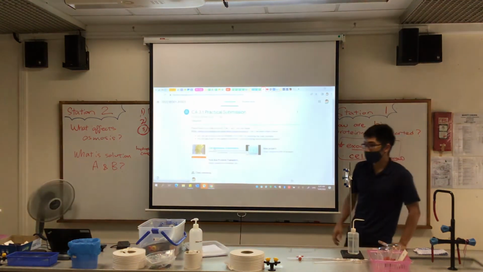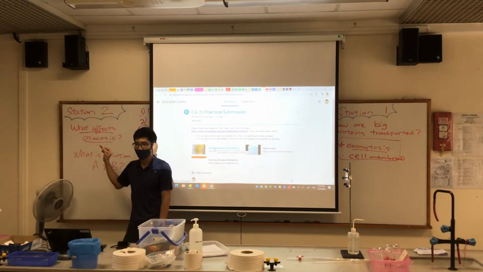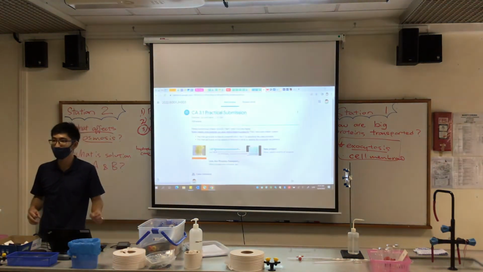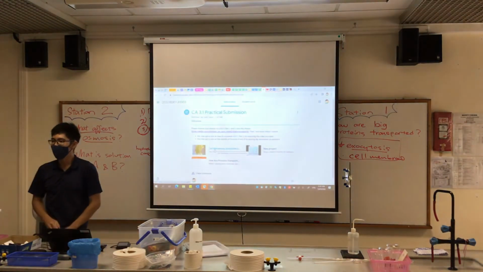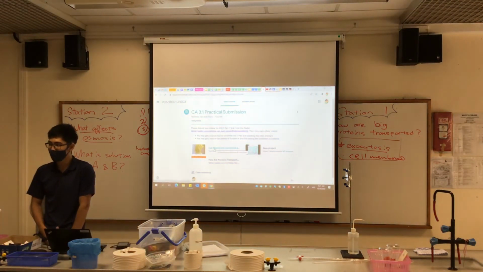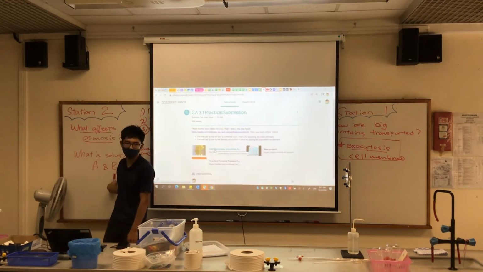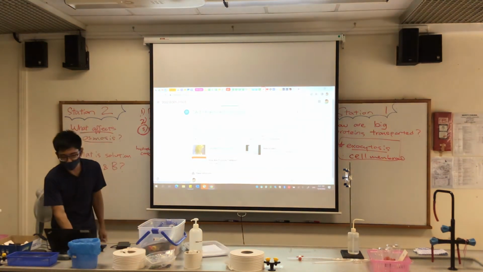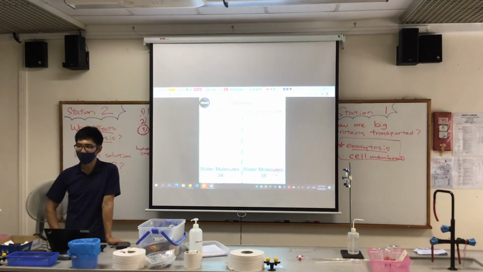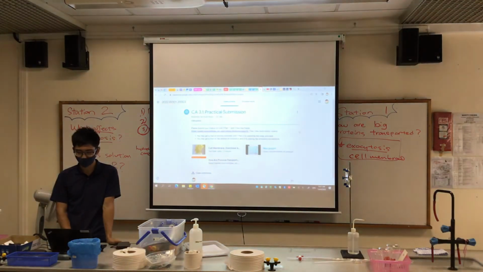Next, those on this side, we're going to investigate what affects osmosis. On your table, you will find two containers, one with A, one with B. Can you see one solution A, one solution B? Your goal for today is to follow the instructions of the practical, and by the end of it, you have to figure out what exactly is solution A and what exactly is solution B. I provided you a clue. This clue is this simulation here. With this clue, you have to figure out what is solution A and what is solution B.